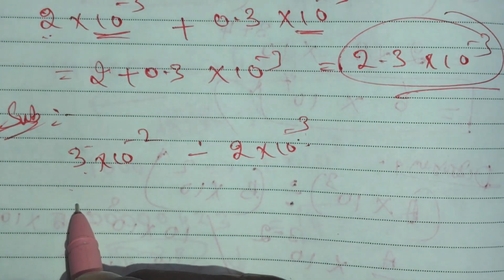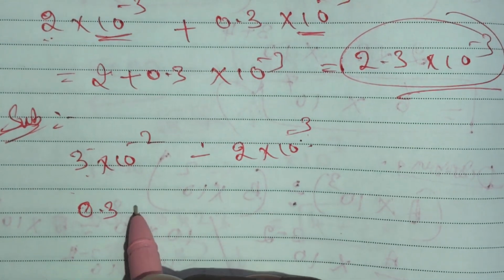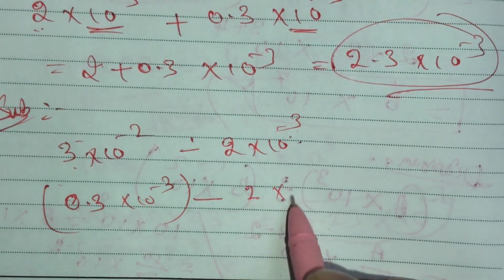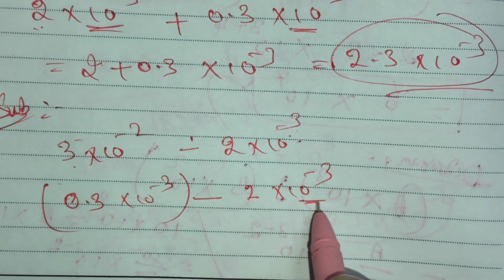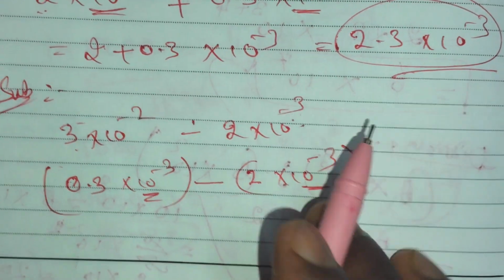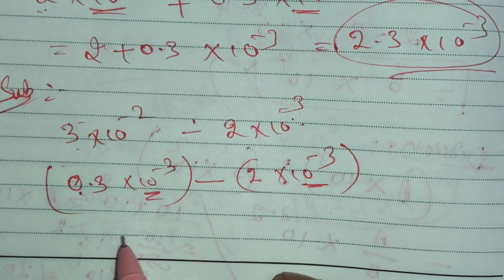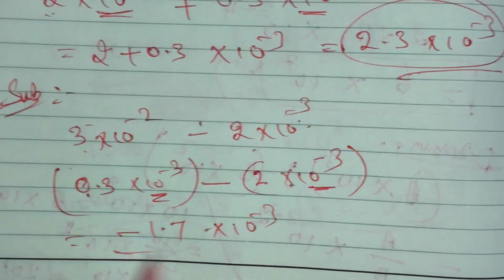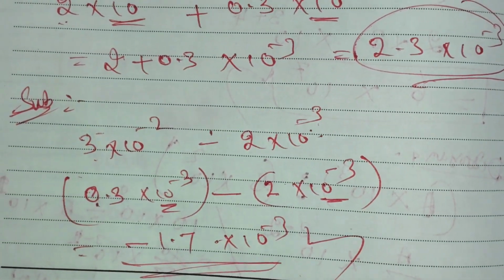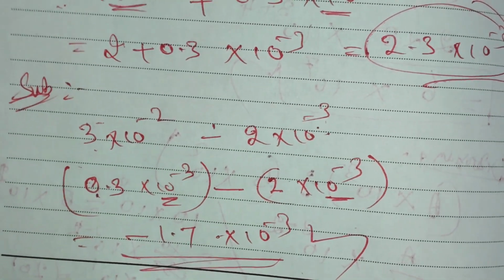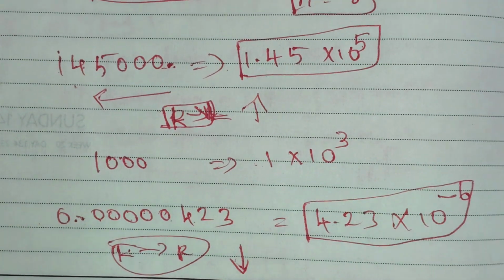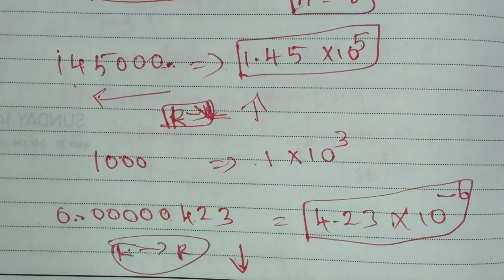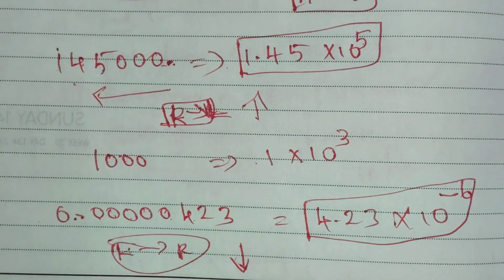So what we do here, there is 0.3 into 10 to the power of minus 3 minus 2 into 10 to the power of minus 3. So here 10 to the power of minus 3 is common. So actually there is a minus 1.7 into 10 to the power of minus 3. This is the answer. Anyway, in both subtraction and addition, the exponent value must be converted to a similar value. Then only can we go to the integers, whether they are asking for addition or subtraction.